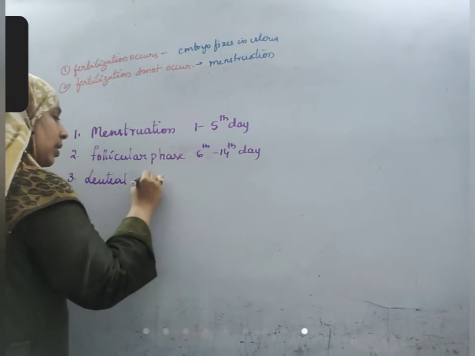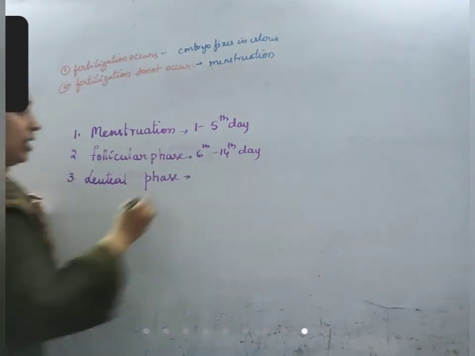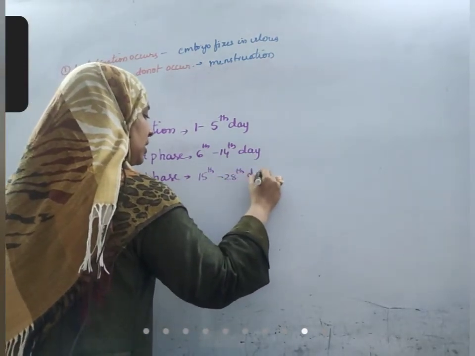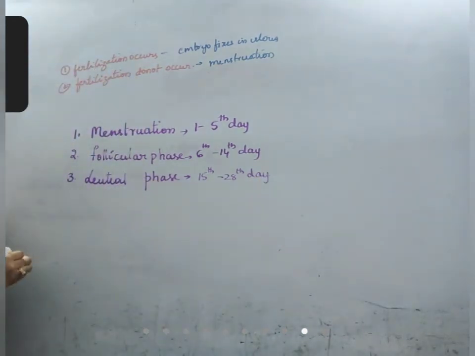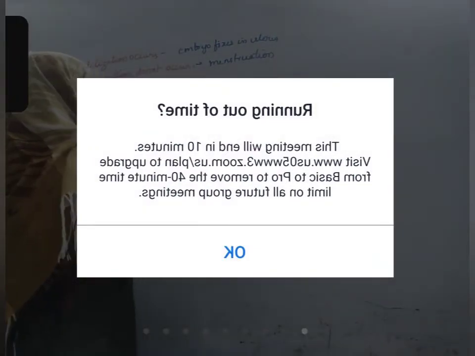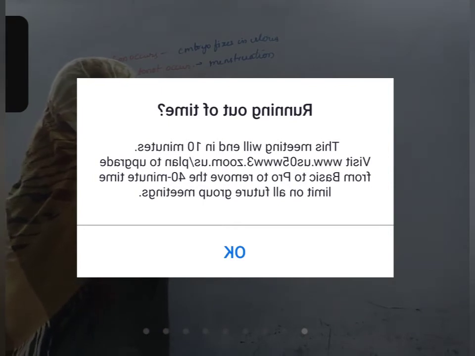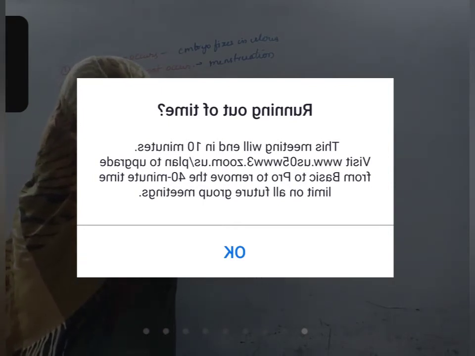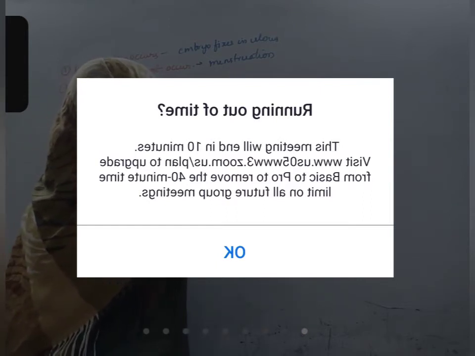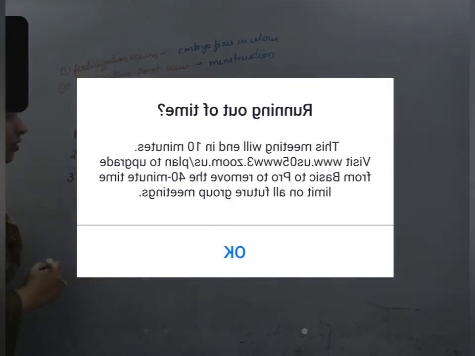Luteal phase, during this time, it is from the 15th day to the 28th day. Normally 28 days, sometimes it extends till 35 days also. So what happens during this? During menstruation the endometrium wall sheds, and during the follicular stage the follicle develops. Follicle develops, and during menstruation the endometrium sheds. Endometrium sheds, and during the luteal phase what happens?